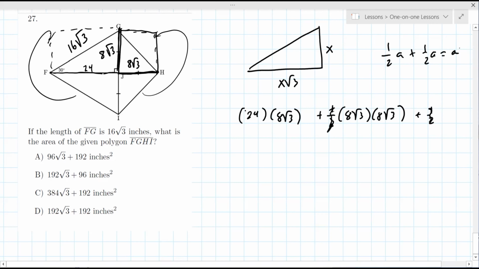So that would be 64 times 3, right? Which is, I don't know, 192. And then this is another good one. So 8 times 20 is 160. 8 times 4 is 32. So that's 192 square root 3.